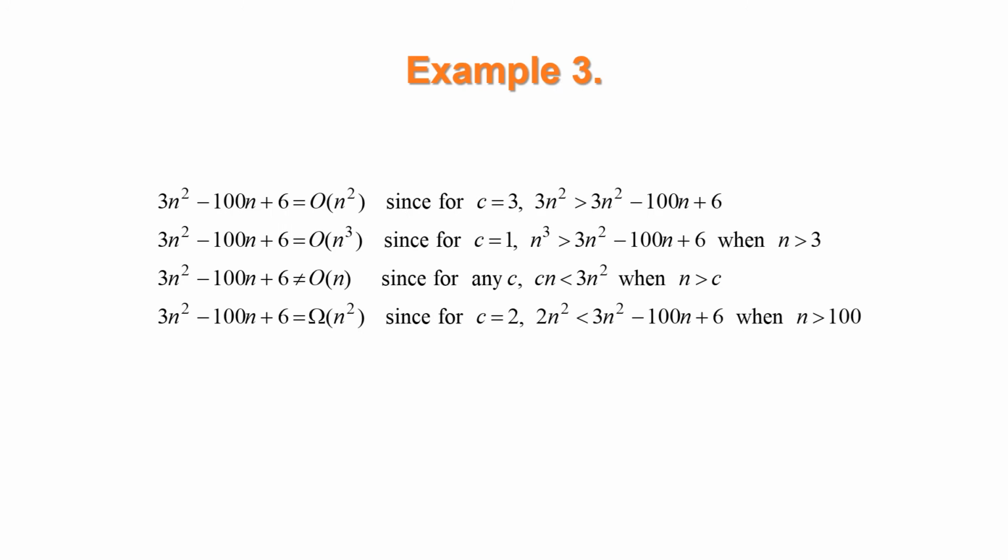3n squared minus 100n plus 6 equals omega n squared, since for c equal 2, 2n squared is less than 3n squared minus 100n plus 6 when n is greater than 100.